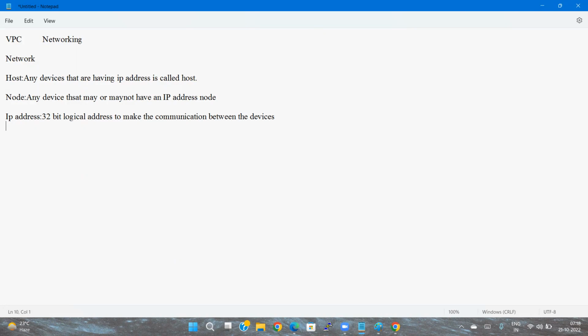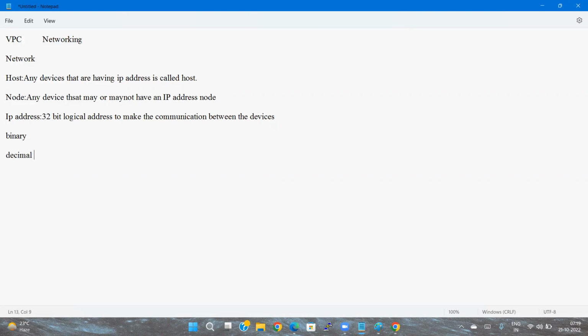Now, this IP address will have two categories. Whenever you see the IP address, it's a 32-bit logical address. Here you need to consider one thing: bit means the IP address will be in the form of binary, and you need to convert that binary into the decimal number system. I think you have a brief understanding about how to convert binary into decimal. If you don't have any knowledge, then we will go further about that. So you need a basic understanding of the binary and decimal number systems.